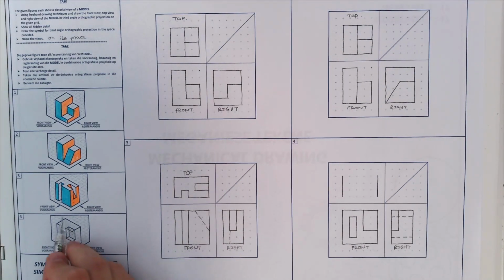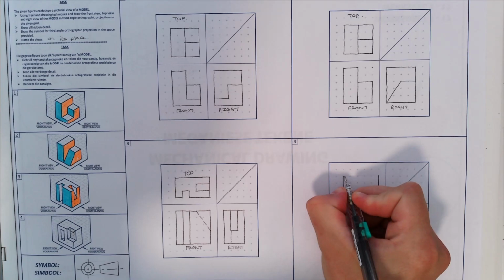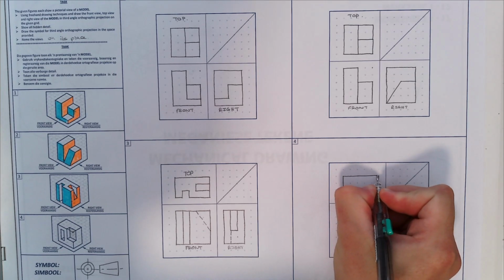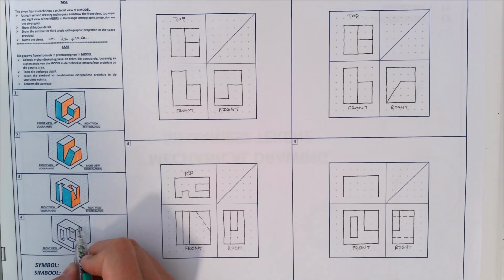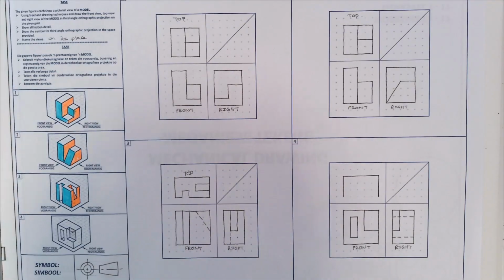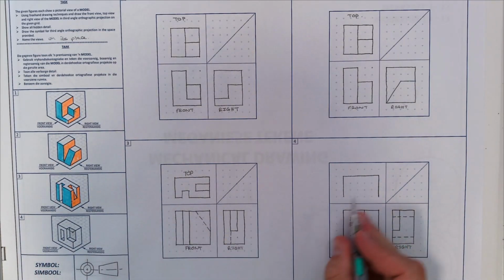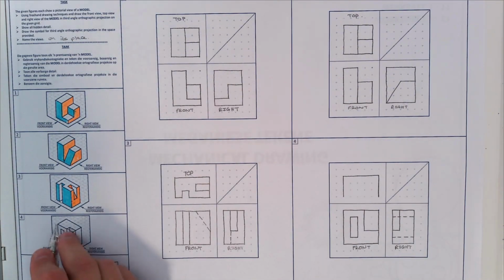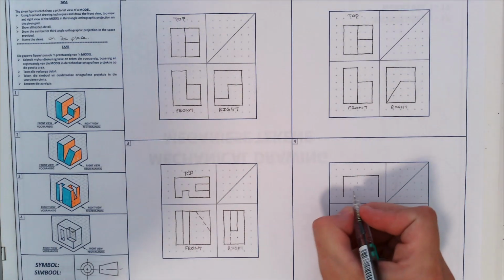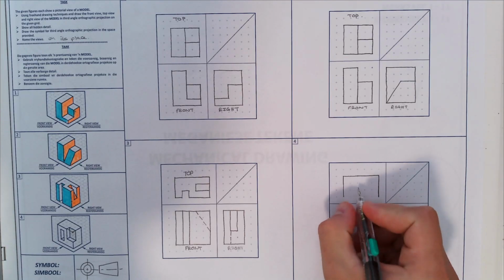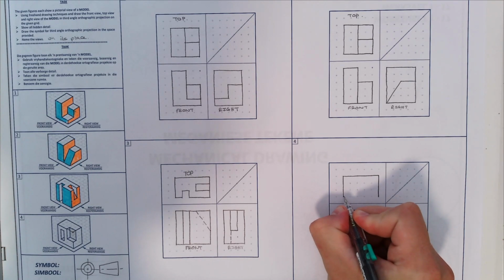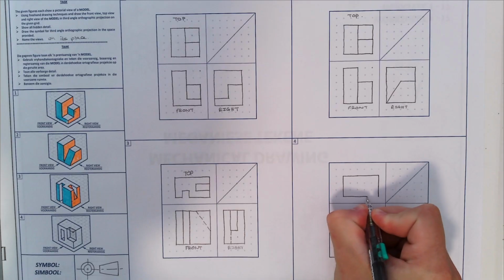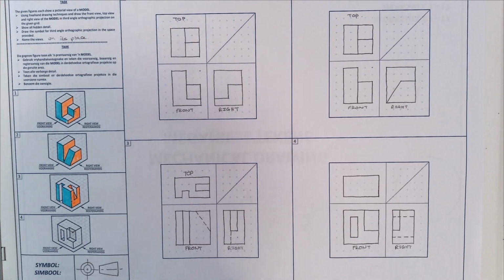We can close it at the back with a full line. 1, 2, 3, 4, 5. You can count 1, 2, 3, 4, 5. If you don't trust yourself, you can count again, but it will have the same width as the front view. Then this will also be a full line from that point all the way to this point.